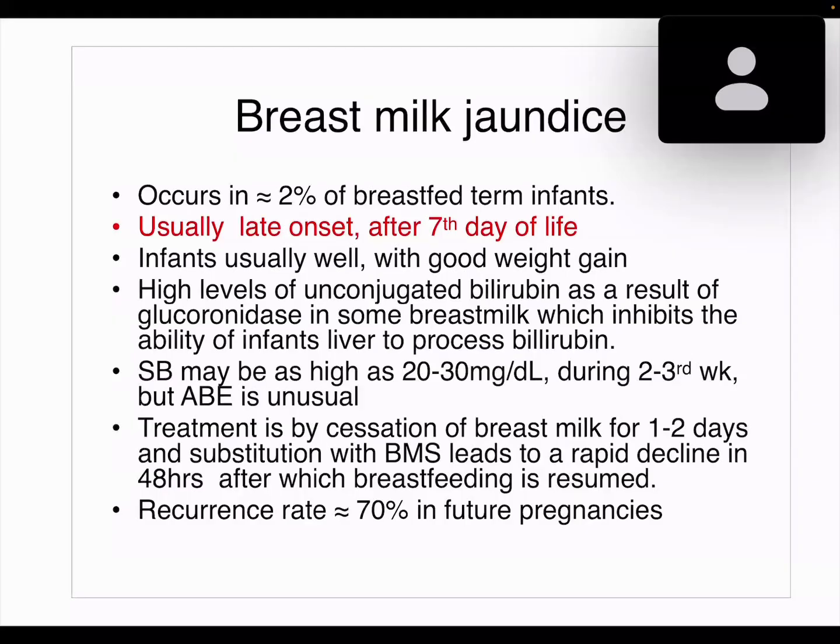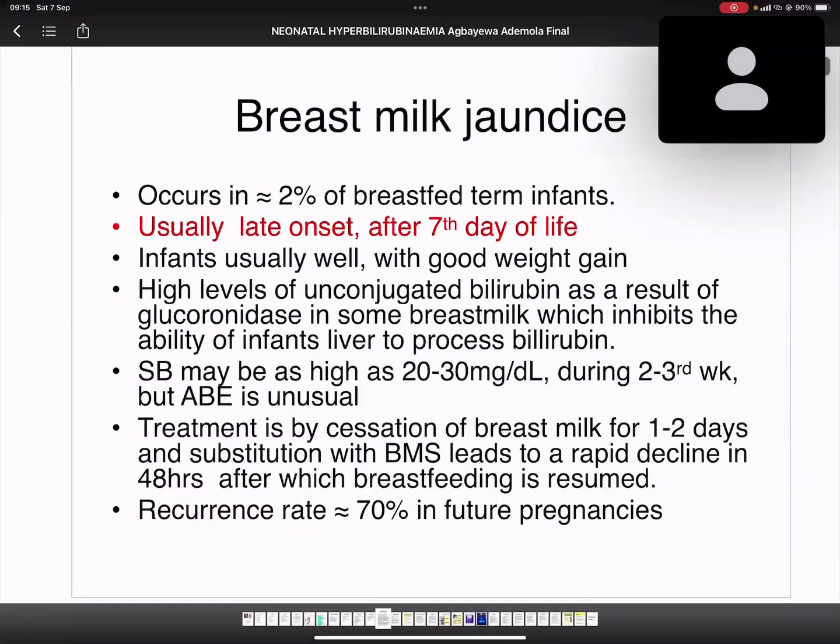So breast milk jaundice, in this case, breast milk is the cause.